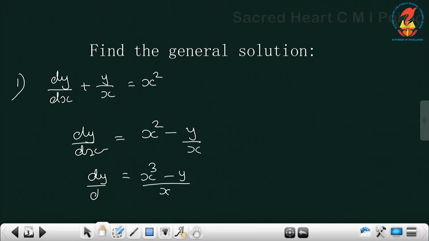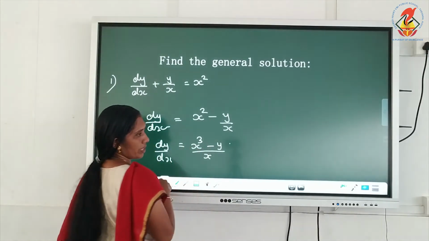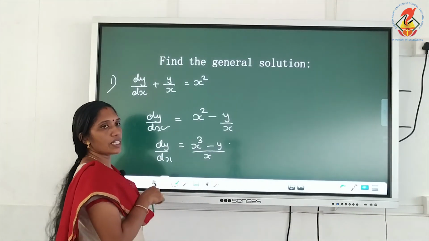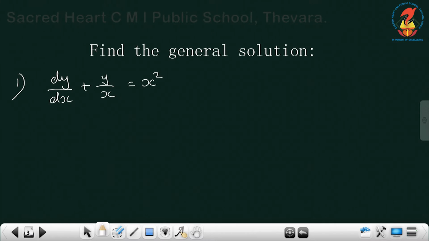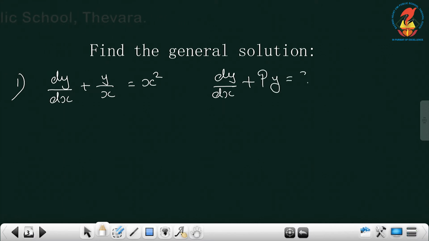Now how do we separate? When we take dx to this side, there is y, and x here means x into dy. So that is also not possible. So is it linear? For a linear equation, what is the standard form? dy by dx plus p into y is equal to q. Is this equation in this form? Yes. So what is p? P into y, here p means 1 by x.